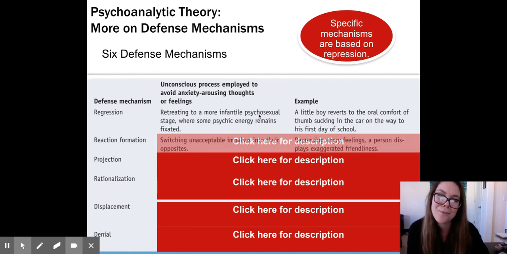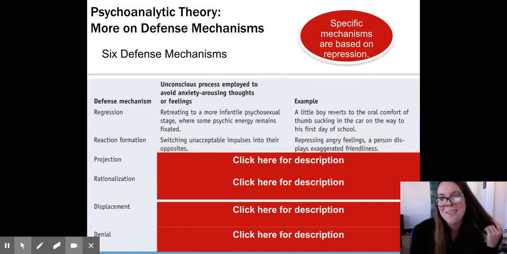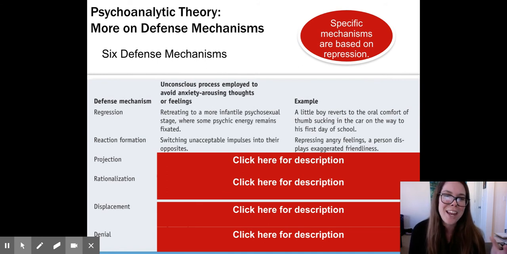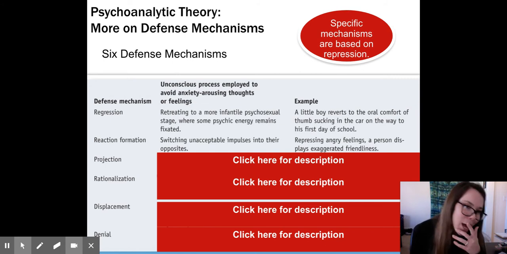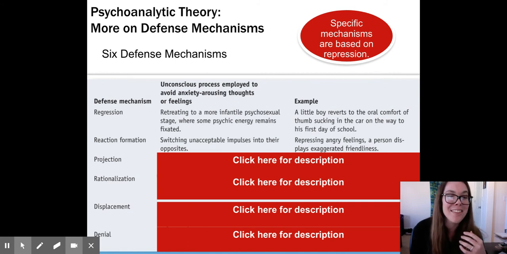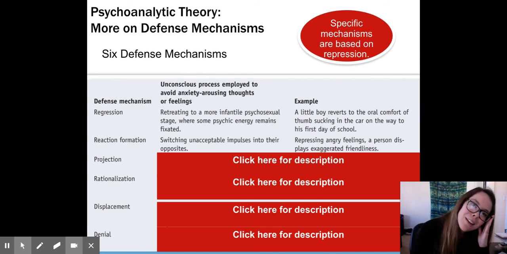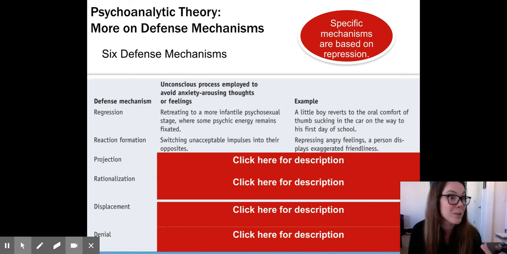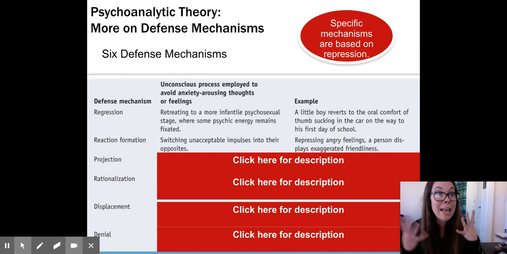And then we have reaction formation. Okay. So reaction formation is when we switch unacceptable impulses into their opposite. Have you ever heard of killing your enemy with happiness or kill them with kindness? It's the same aspect. So my people, let me tell you. If someone falls or trips or gets hurt in a game, my immediate reaction is to laugh. It's awful. I can't help myself. But it's the exact opposite of what I'm supposed to be portraying.